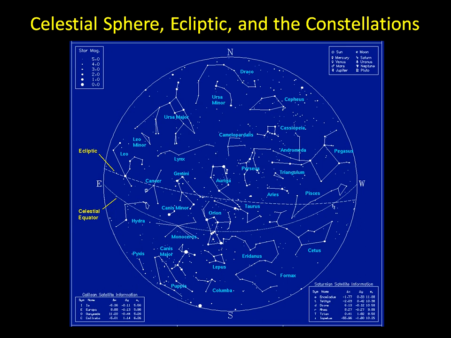Hi class, this is a short video on the celestial sphere, the ecliptic, and the constellations. This is material that's contained in chapter 2 of our textbook, and this is a pretty quick treatment of it. It's not comprehensive, so make sure to read this chapter at least once.